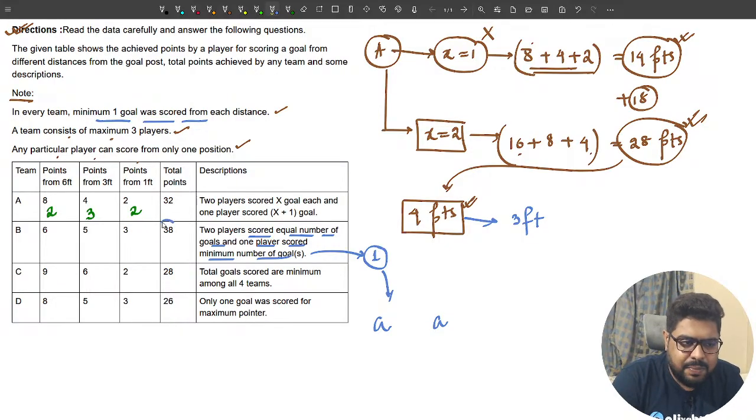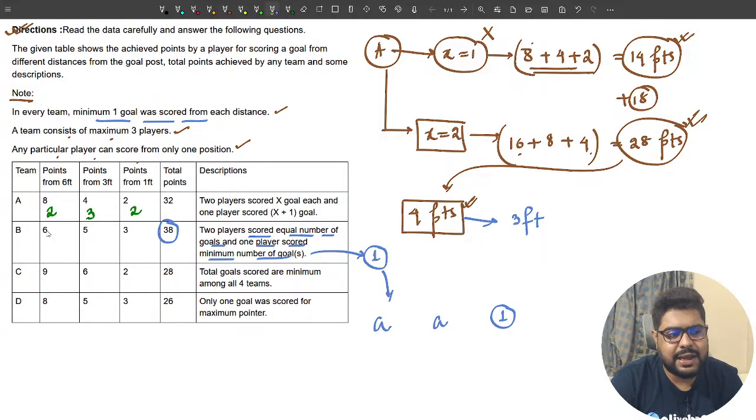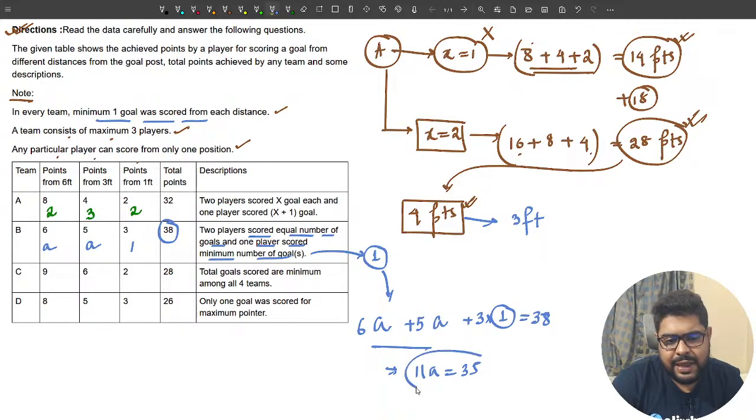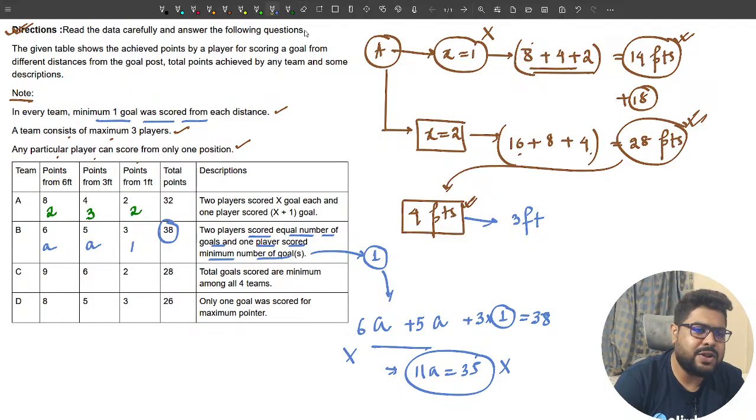I need to bring 38. And 1 player has scored 1 goal. I don't know yet who did how much. So let's take this as A, this as A, this as 1. So 6A plus 5A plus 3 into 1 is equal to 38. A should be an integer. So 11A is equal to 35. A cannot be an integer, so this is not the case, sir.